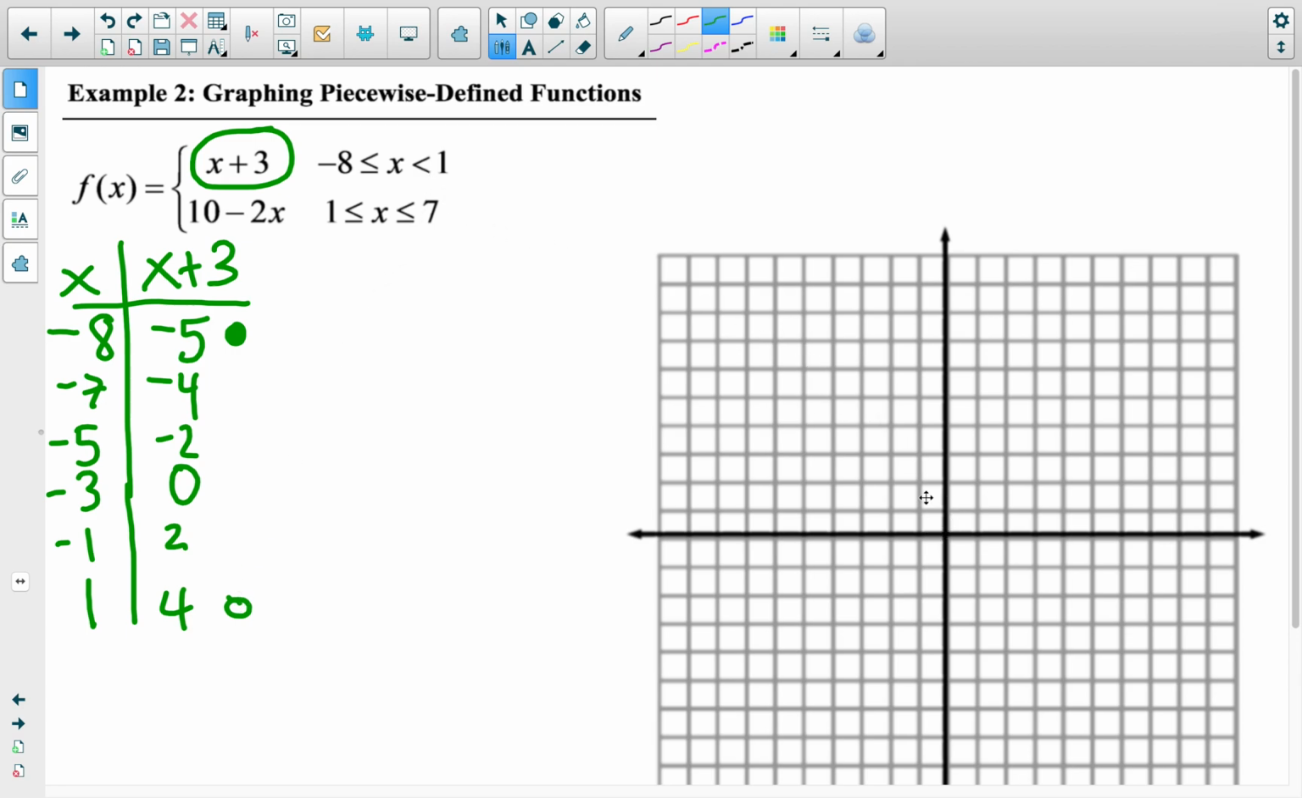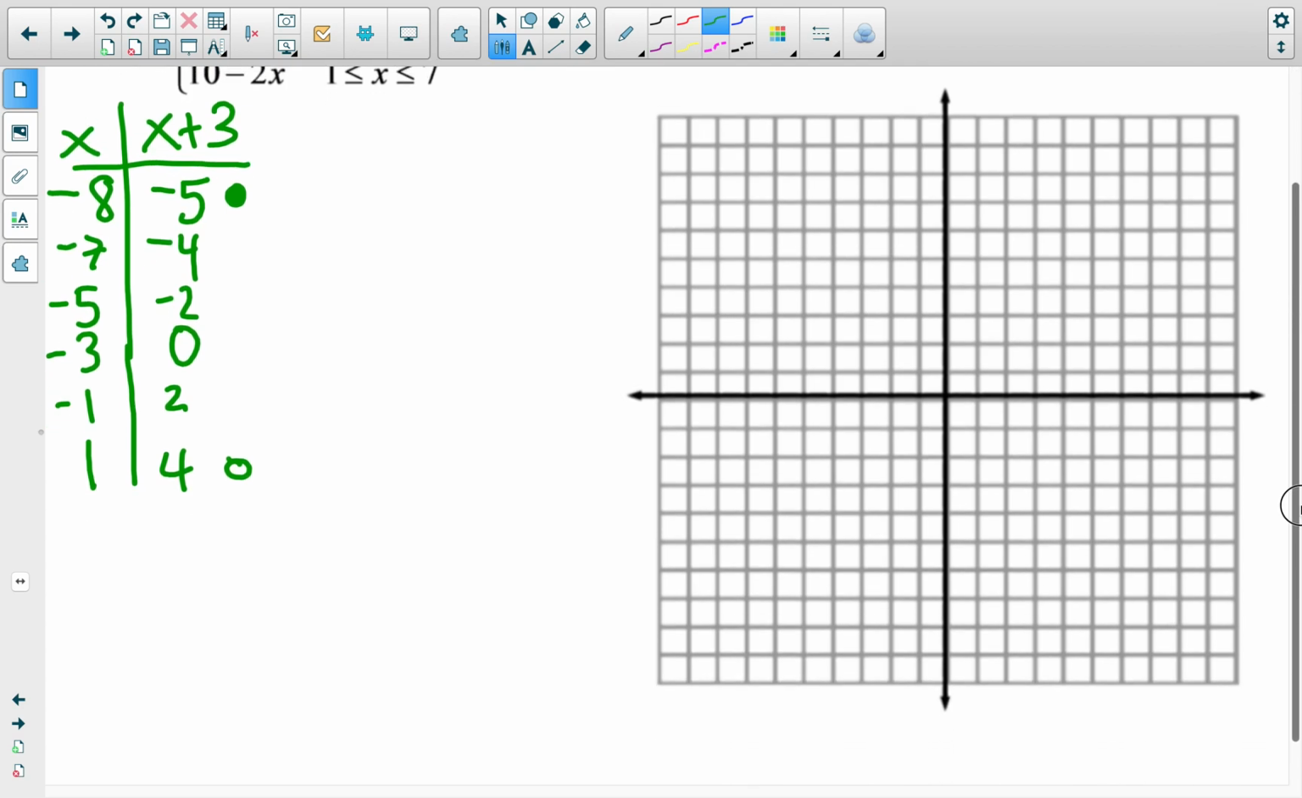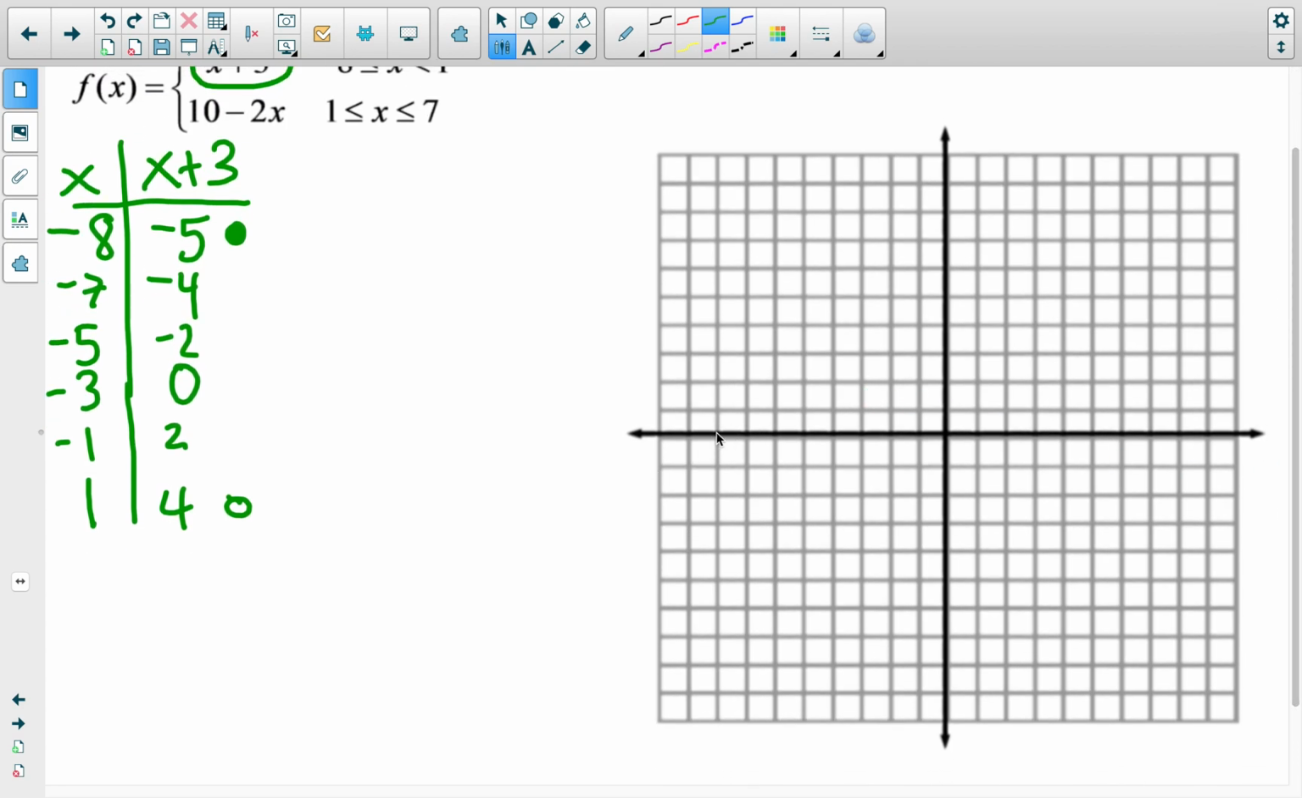So we can go over and graph these. If we graph -8, -5, that point is going to be way over here. It's going to be a closed circle. Then we can move up and over if we're using our slope. That would be helpful. Up 1 over 1, up 1 over 1. This is going to carry on all the way over until the point 1, 4. So we're going to have a nice little segment right there. Be very careful when you're connecting these points. They'll look like that.